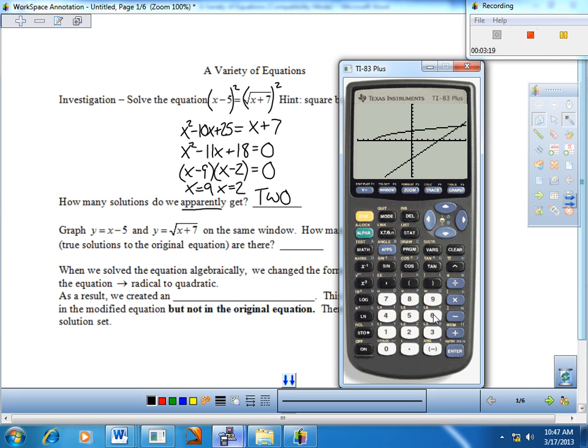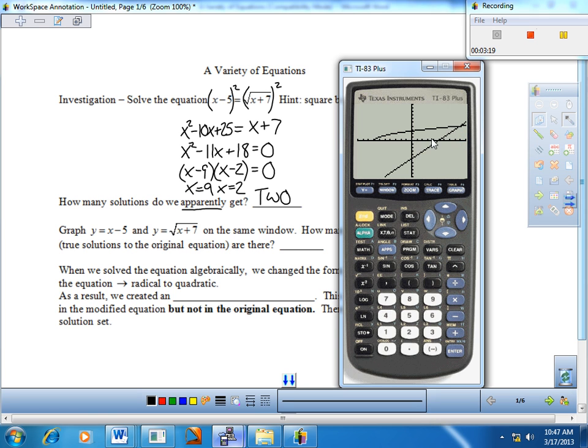There would be the 2 sides graphed on the coordinate plane, and the point or points of intersection would be the solutions. And what do you notice? First of all, how many points of intersection are there? I just get 1. And by the way, what is the x value there where they intersect?